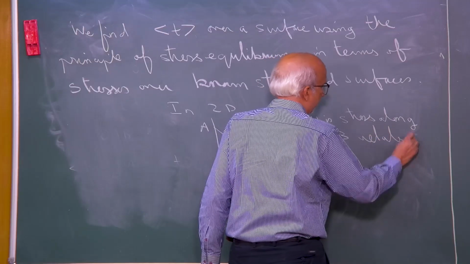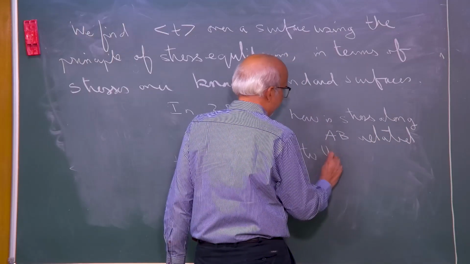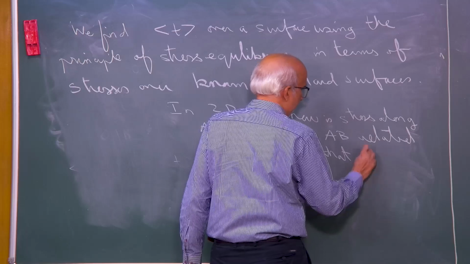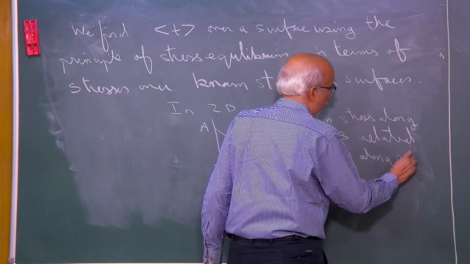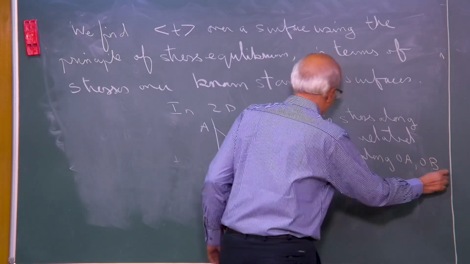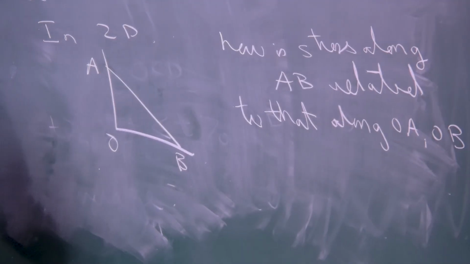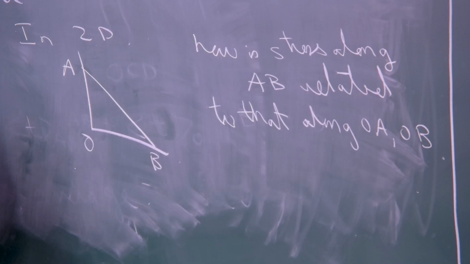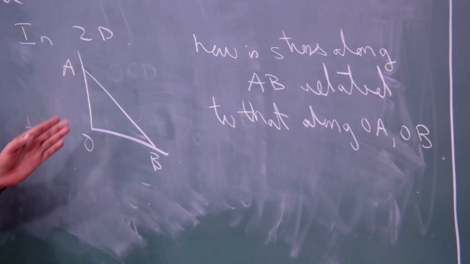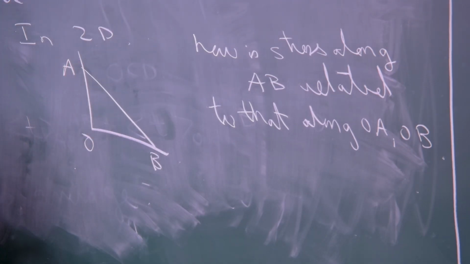related to that along OA and OB. OA and OB are my x-axis, y-axis. That is what I mean by standard. Okay, OB is x-axis, OA is y-axis. So, they are standard surfaces.